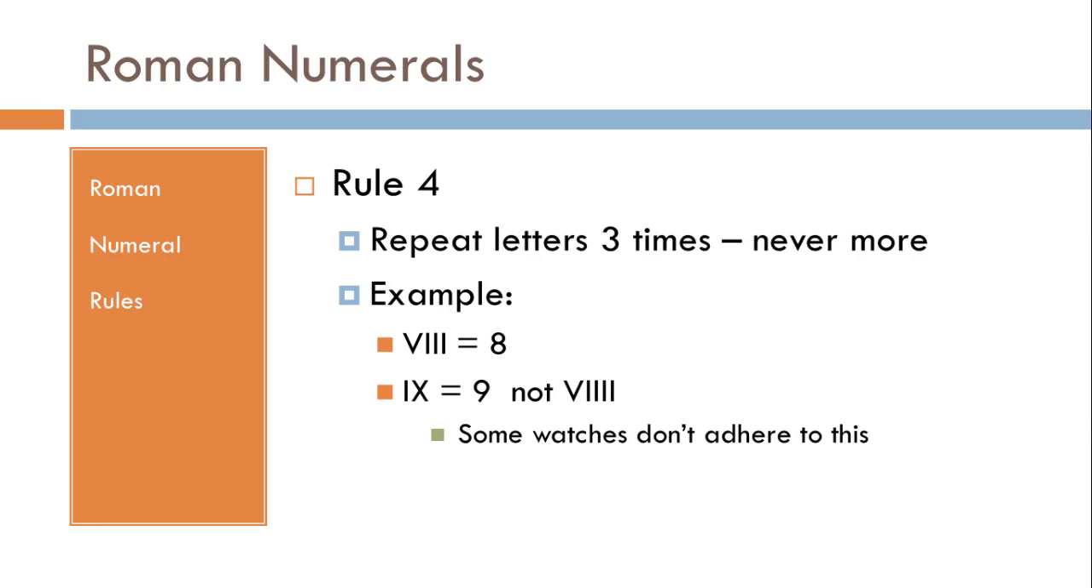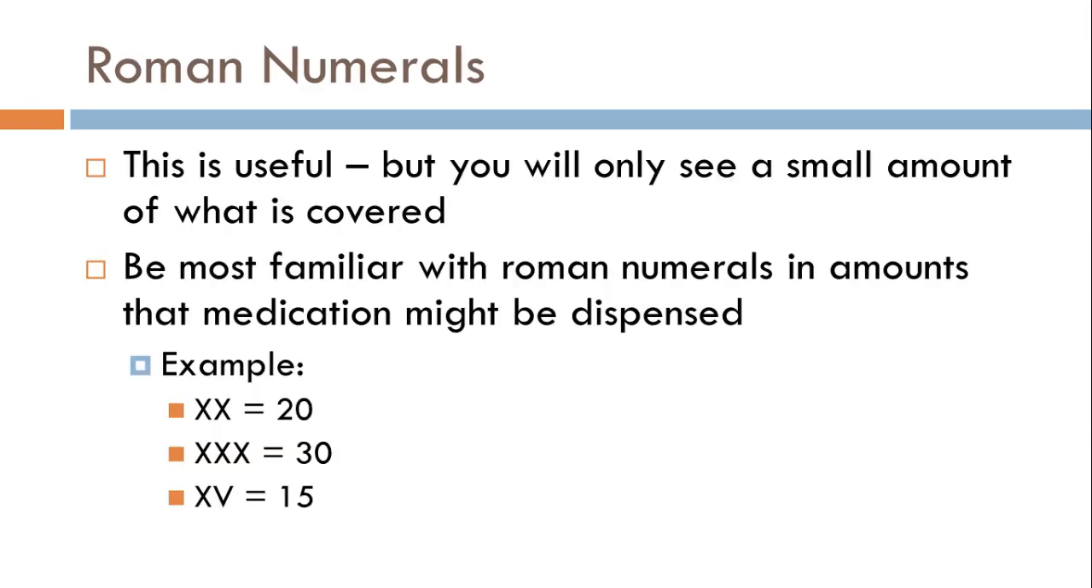Too many I's there. All right, so real quick, again, this is a short lecture on Roman numerals. You're only going to see a small amount of what is covered. You just want to be familiar with ones that medication might be dispensed in. To me, that's one of the most important ways to know it. So if they're going to dispense 20, they might put the pound sign and XX. They're going to dispense 30, they might put XXX for 30. Another Cowboys Super Bowl. XV, that is 15. And just X and V, really common numbers that you're going to see in a pharmacy.